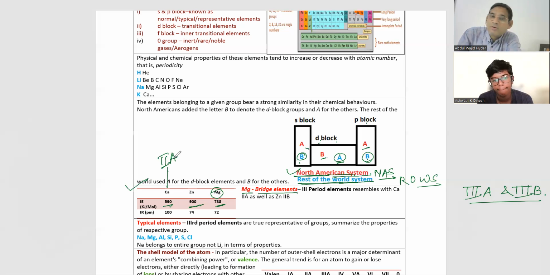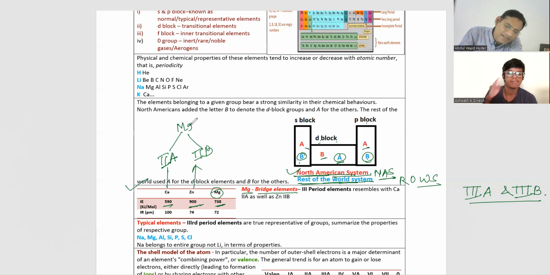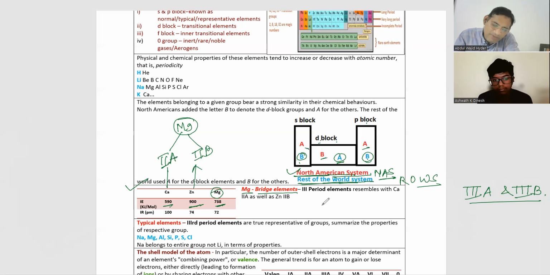Whenever I talk about groups, I will be using the North American system. So second A. And what about zinc? Zinc is second B. So between second A and second B, this magnesium is the bridge element. That is why third period elements resemble calcium, second A, as well as zinc, second B. Magnesium is a third period element. So that is why magnesium is known as a bridge element.